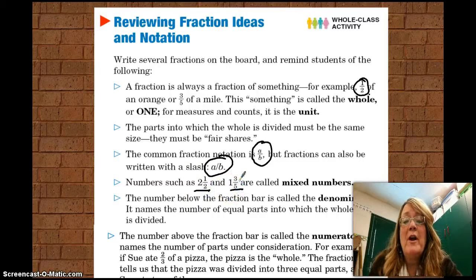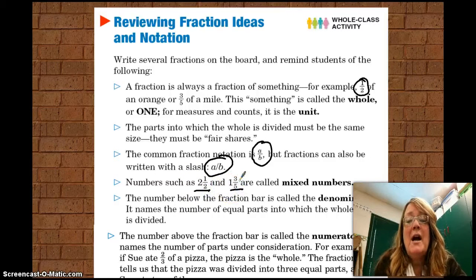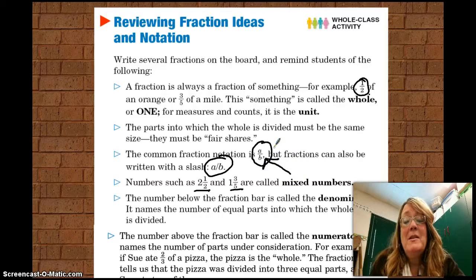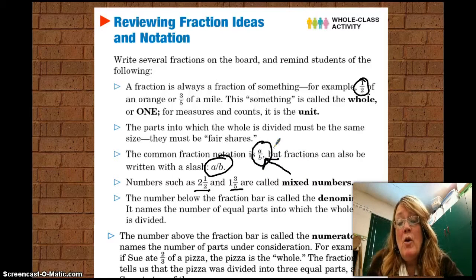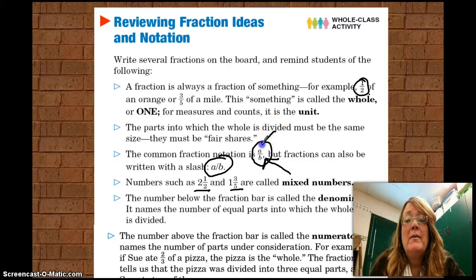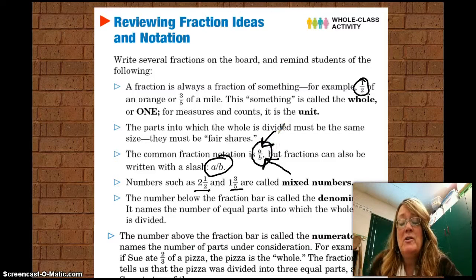The number below the fraction bar is called the denominator. It names the number of equal parts into which the whole is divided. The number above the fraction bar is called the numerator. It names the number of parts under consideration.